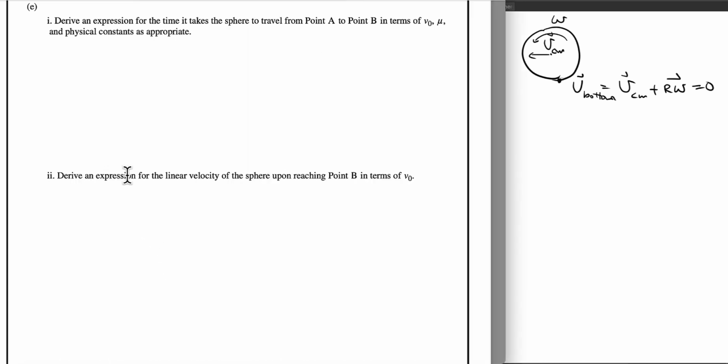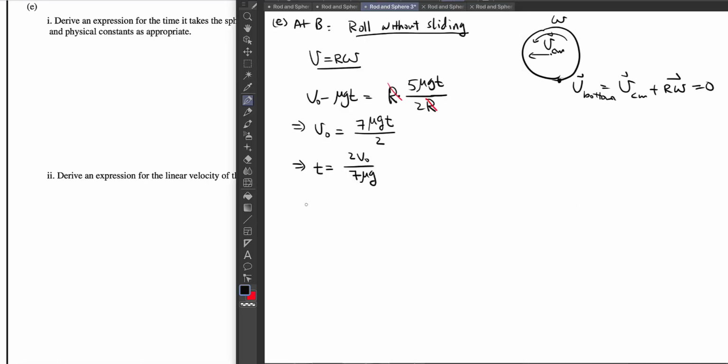Now, second part, derive an expression for the linear velocity of the sphere upon reaching point B. So we can substitute this t into the equation for v, right? So v equals v naught minus mu g, and let's substitute in this time. Now you'll see the mu g cancels out, so we have 5 v naught over 7. Okay, so that's the answer.